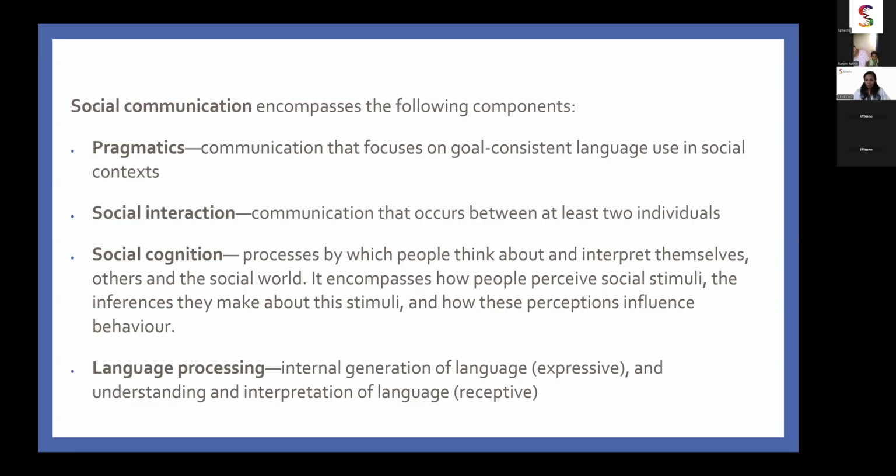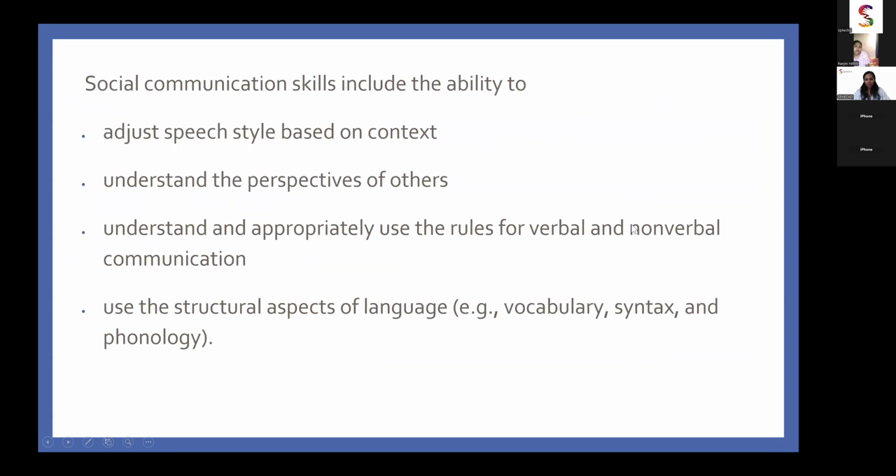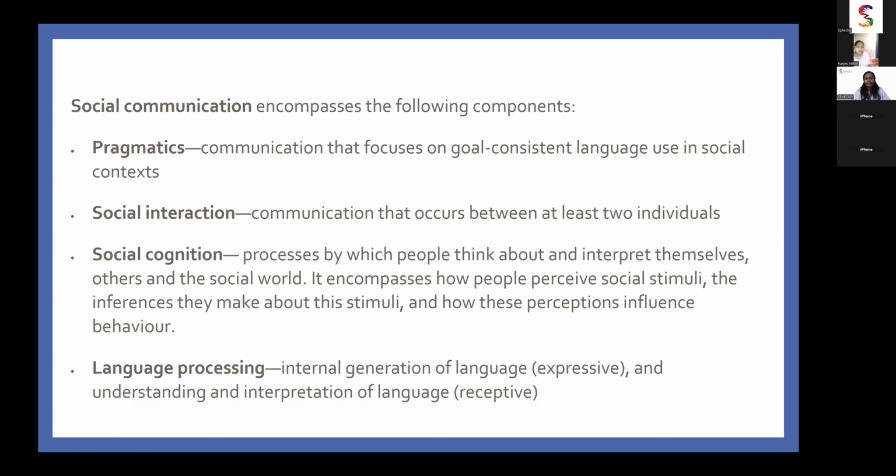Social communication has a few components. The first one is pragmatics. Understanding this word is very important because as we move forward in the further slides, we will be speaking about pragmatics. Pragmatics is nothing but the social use of language. This is one of the major components of social communication.